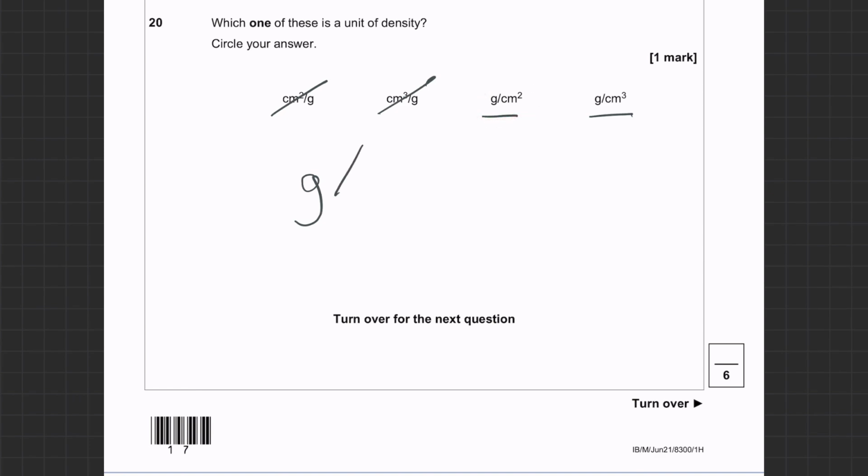Is it going to be centimetres squared or cubed? Well, if we're talking about squared, it's talking about over an area, but if it's talking about cubed, it's talking about the volume of something. So because it's density, we're talking about 3D space, so we're talking about the volume. So it has to be grams per centimetres cubed.